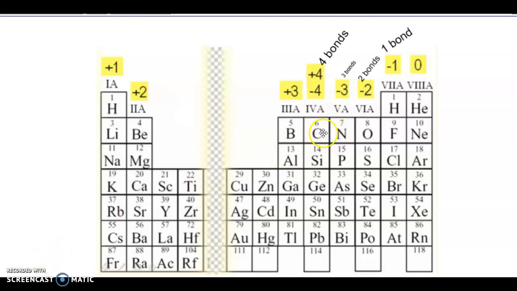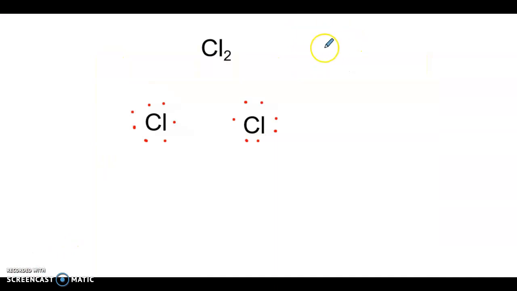For this unit, everything that we're going to be dealing with is going to be on this side of the periodic table. We're not going to be dealing with anything that has a positive charge. But when a chlorine atom is bonding with another chlorine atom, each one has 7 valence electrons. They want 8, so they're going to help each other out here, and they're going to share a pair of electrons.